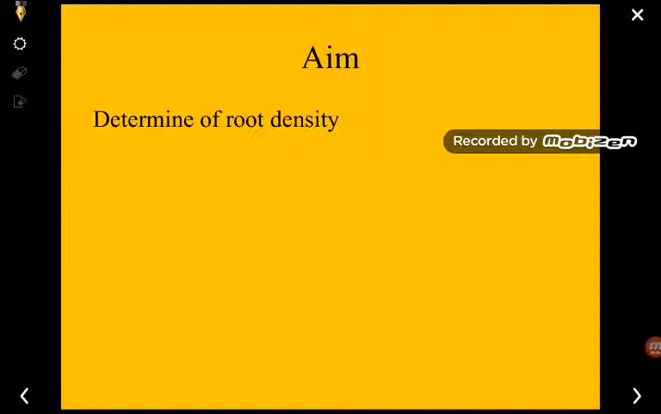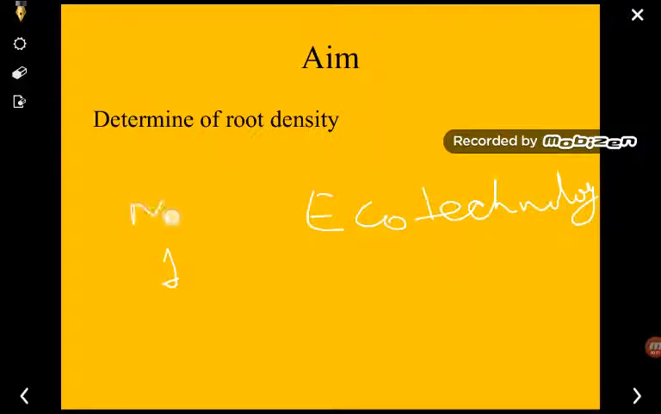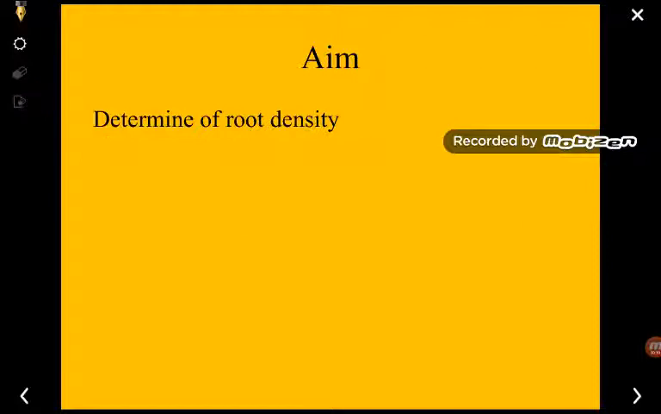Today we are going to perform one of the experiments from paper 1, that is eco technology. This is paper 1, and the first experiment from the minor experiments is to determine the root density. So the aim of today's experiment is to determine the root density.